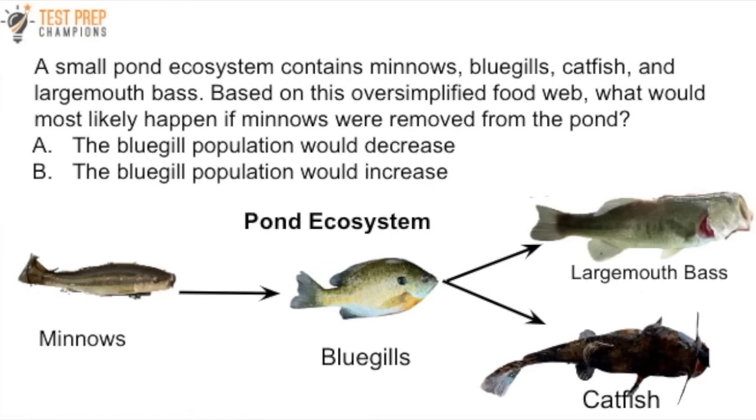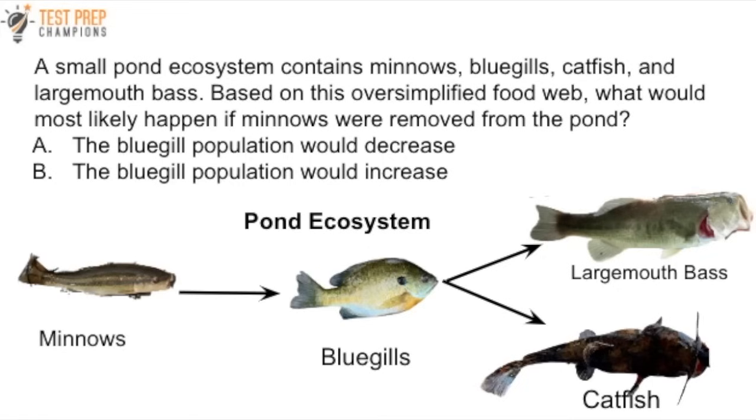But the question says, a small pond ecosystem contains minnows, bluegills, catfish, and largemouth bass. Based on this oversimplified food web, what would most likely happen if minnows were removed from the pond? A, the bluegill population would decrease, or B, the bluegill population would increase. So, as always, I'd like you to pause the video, try to think this one through, and then we'll go over it.